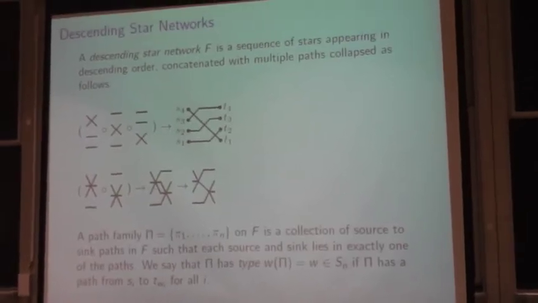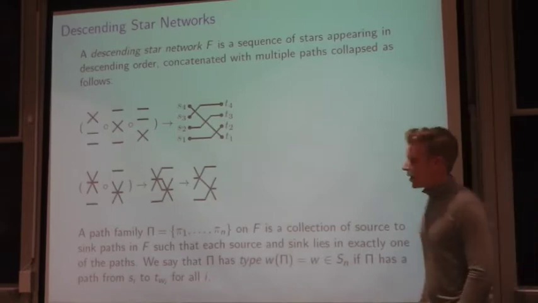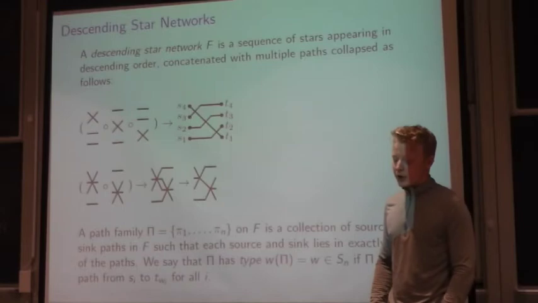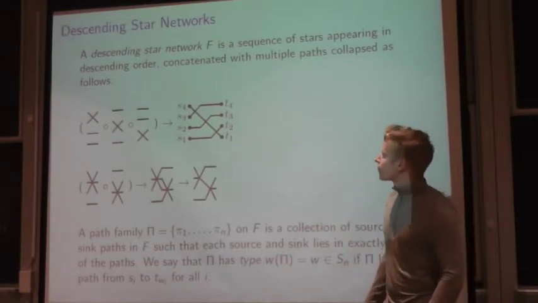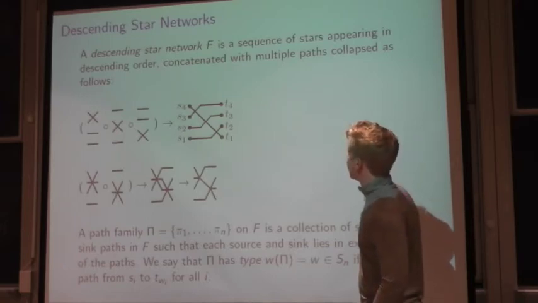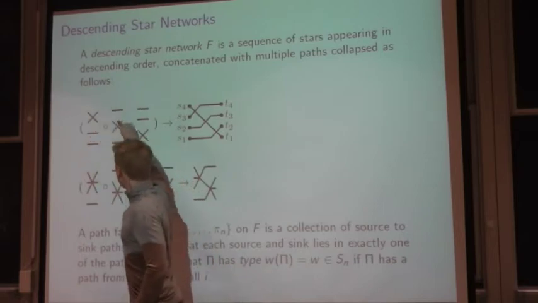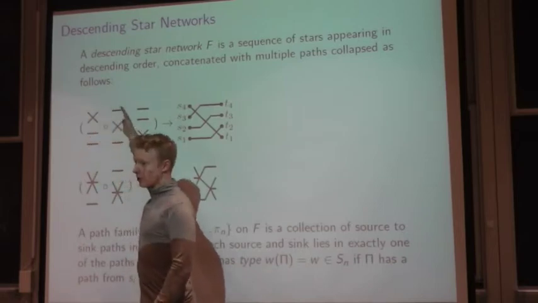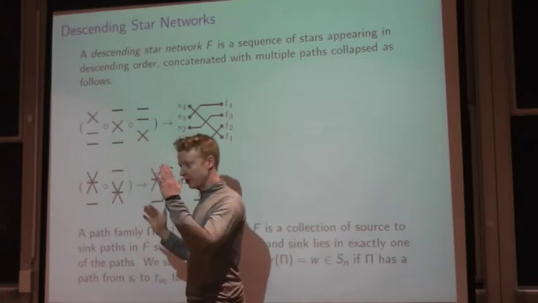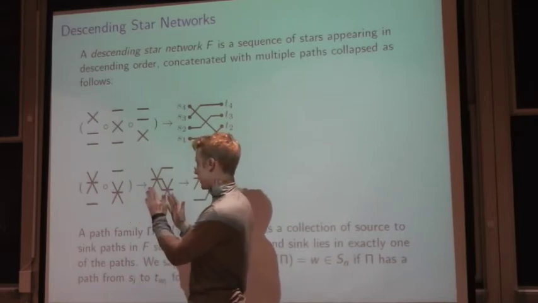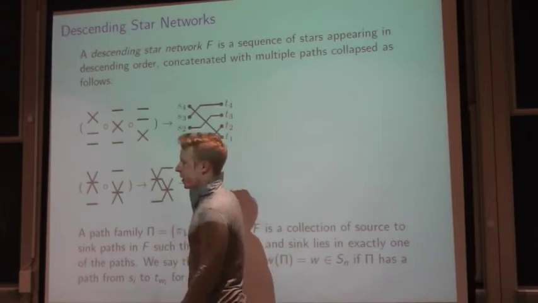The descending star network is the type of planar network that we're going to be working with. It's given by an arbitrary sequence of stars appearing in descending order, concatenated with multiple paths collapsed. So for example, here we have the stars 3,4, 2,3, and 1,2, which are in descending order. Then we concatenate them, and by concatenate I mean identify the sinks of each network with the sources of the next one, and then forget about those labels on the inside.